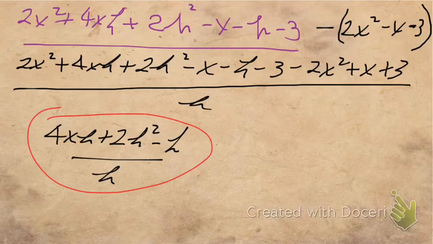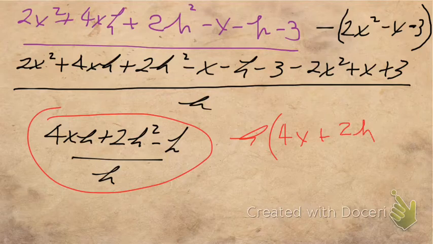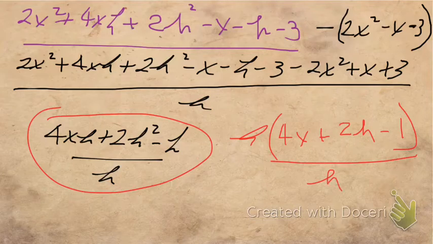Out of the numerator, what can I factor out? Minus h? Okay, let's take just a positive h. You can take the minus h, but I think we're safer just taking the h, only because then we don't have to fight with a negative sign. So 4x plus 2h minus 1 over h, and then that allows us to cancel that h.